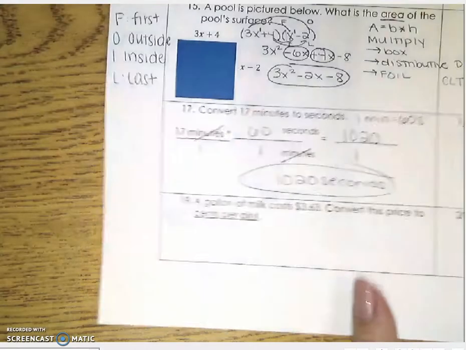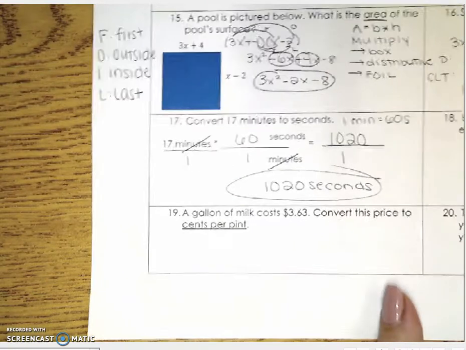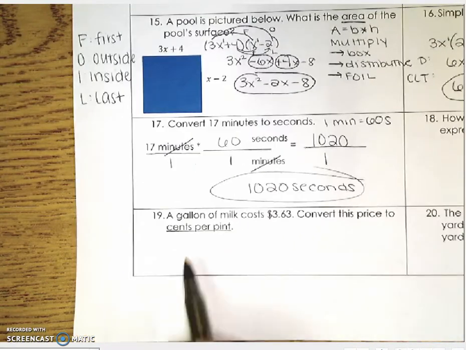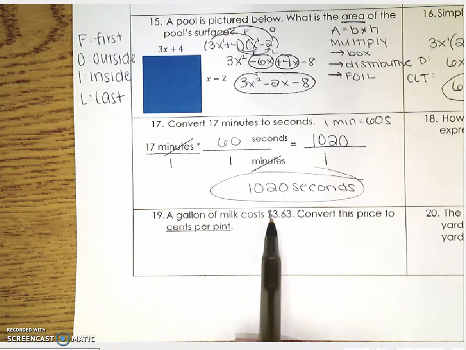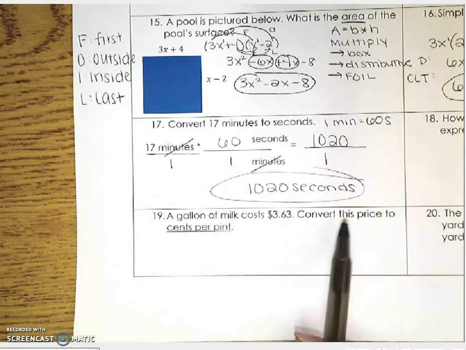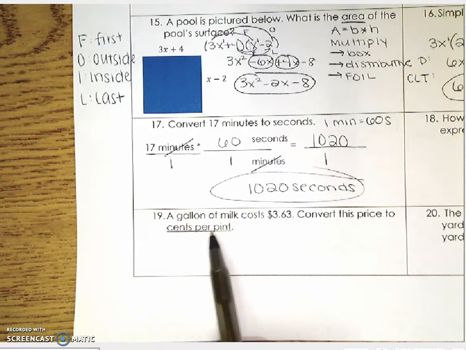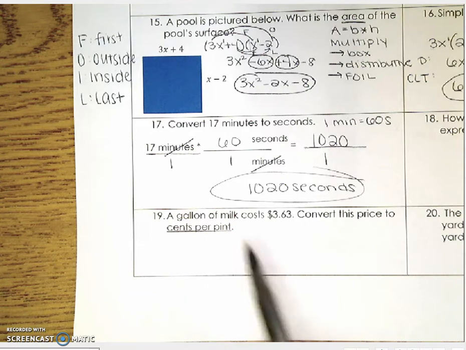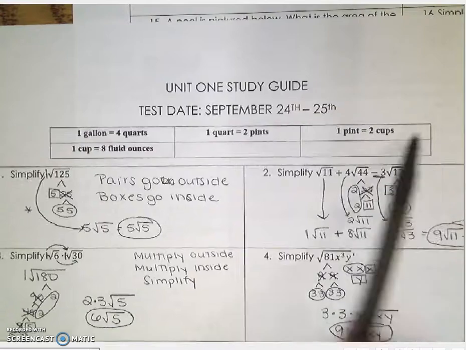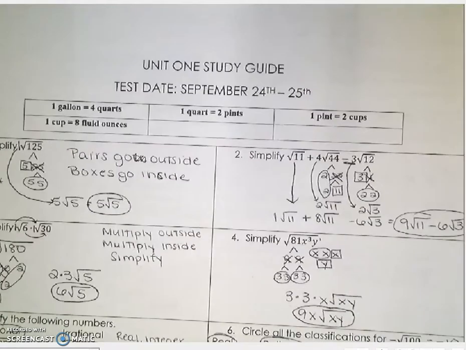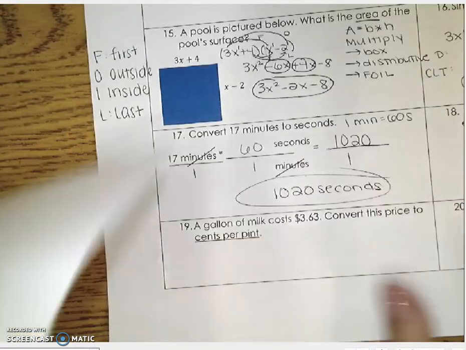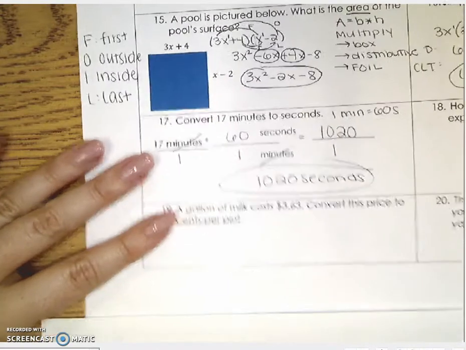Number 19 is also a units problem. It says that a gallon of milk costs $3.63. Convert this price to cents per pint. And on the first page of your study guide and on the top of your test, they are going to give you your conversions. So they are not directly written next to the question, but they are given to you. They're just on a separate sheet. So I'm going to move this up.